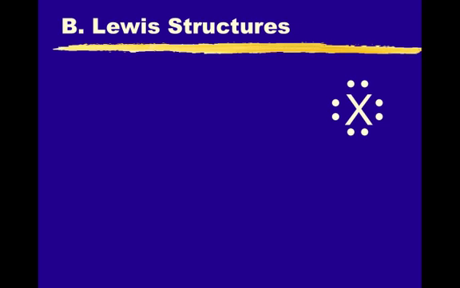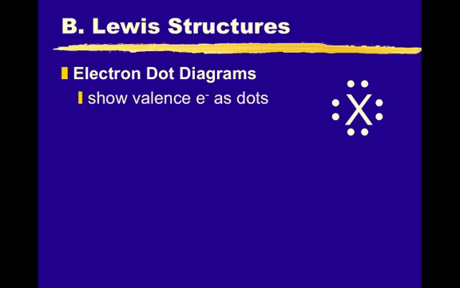Let's talk about Lewis structures. You should remember Lewis structures from physical science, maybe in middle school. And Lewis structures are a very nice way of showing the bonding electrons in atoms. Now, electron dot diagrams. Each dot is a valence electron. Okay, so show valence electrons as dots, X being the general formula or the chemical symbol, and the dots meaning the valence electrons.